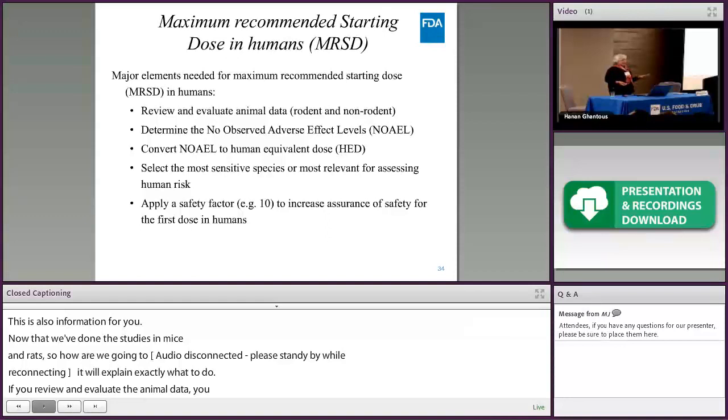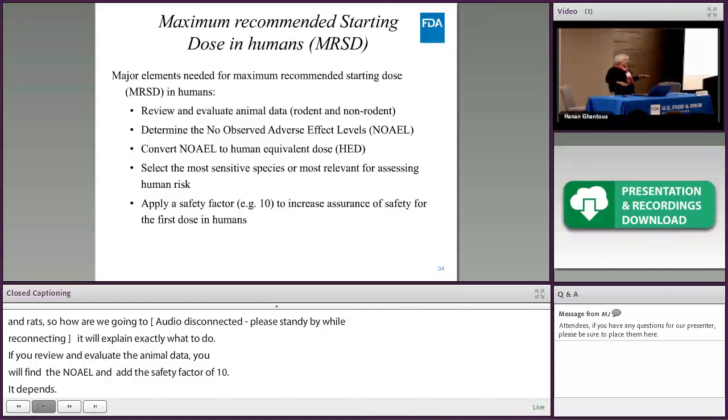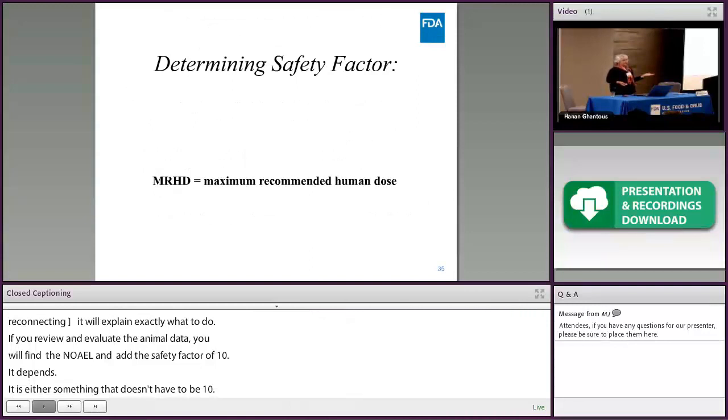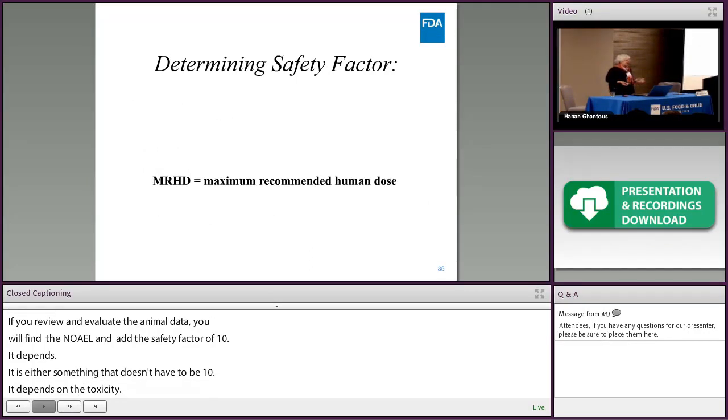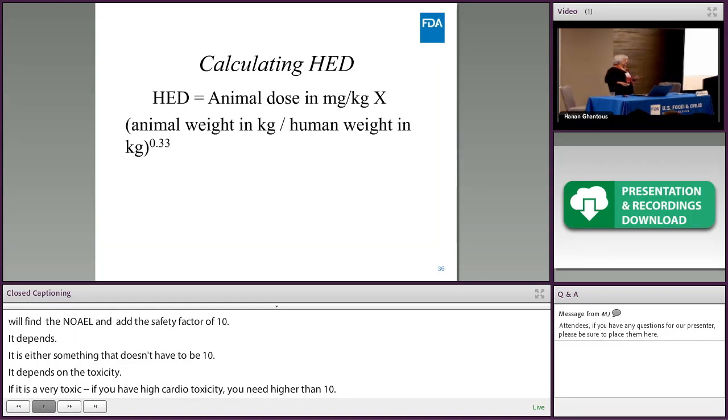So this safety factor of 10 depends. It doesn't have to be 10. It all depends on the toxicity. If you have a very toxic finding, like cardiotoxicity, you need way higher than 10. If it's only weight loss, you can live with less than 10.